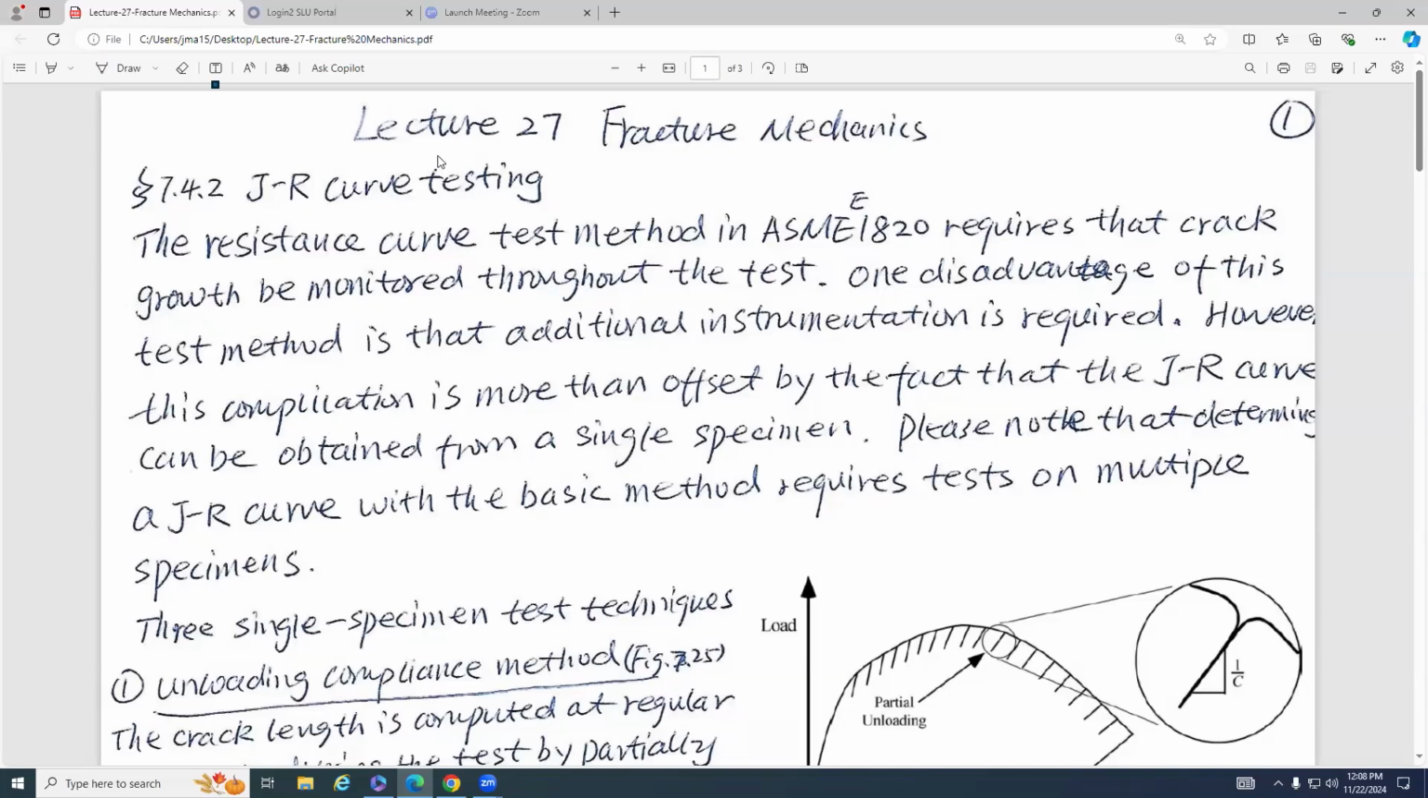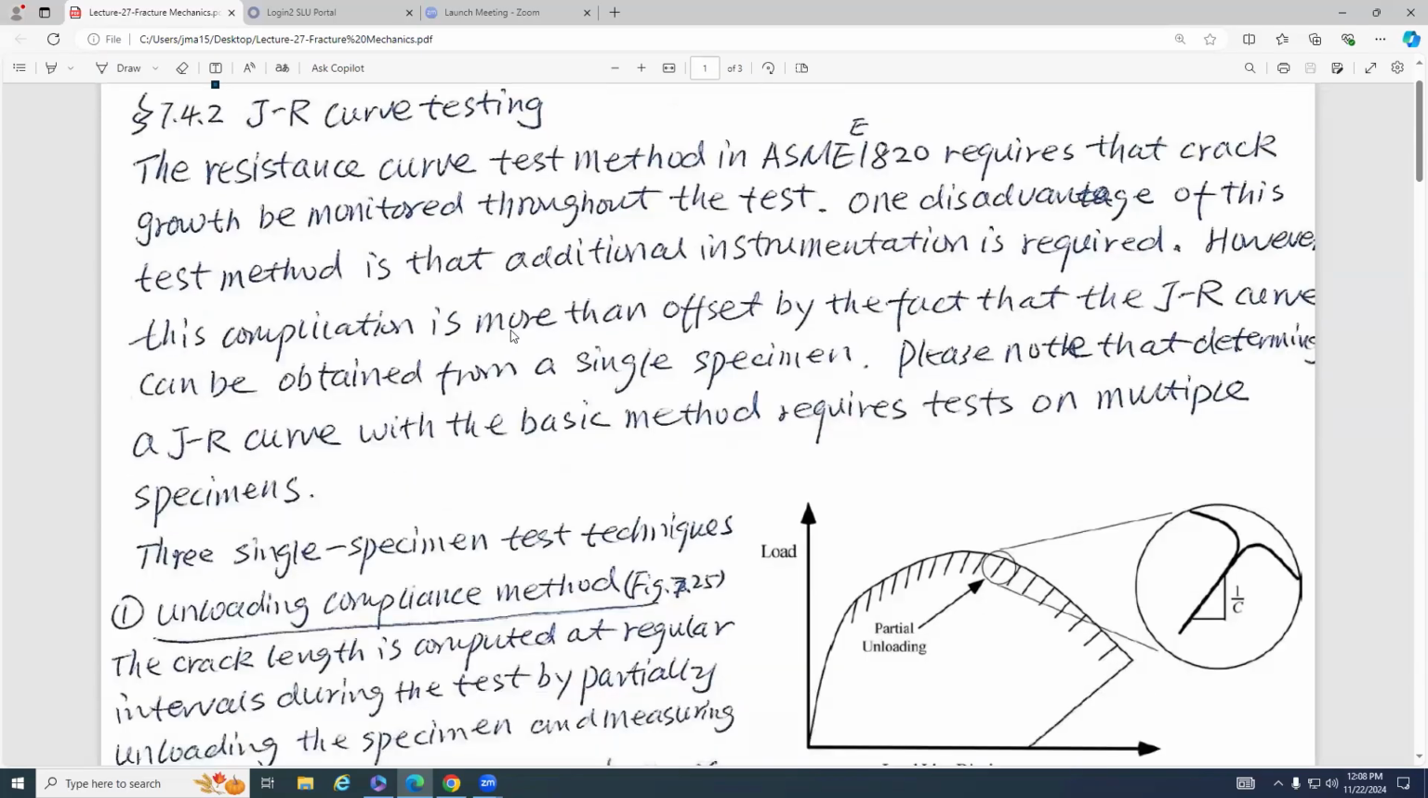Whenever we do something, sometimes we have advantages and sometimes we have disadvantages. Whether we select this method depends upon whether the advantages outweigh the disadvantages or vice versa. So you need to be very careful.